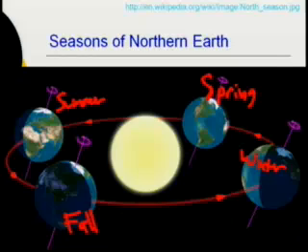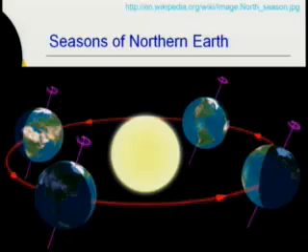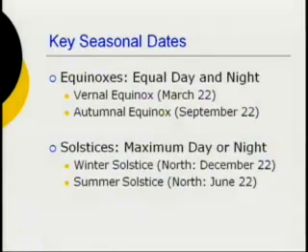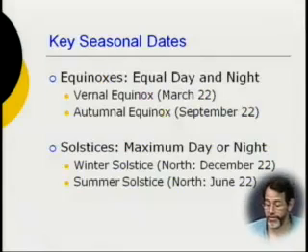So it takes the Earth 1 year to go around the sun, and during the year, the spin of the Earth remains in the same direction, but therefore different hemispheres see different amounts of sunlight. So we're coming up on a key date, and that is an equinox. An equinox is equal day, equal night.